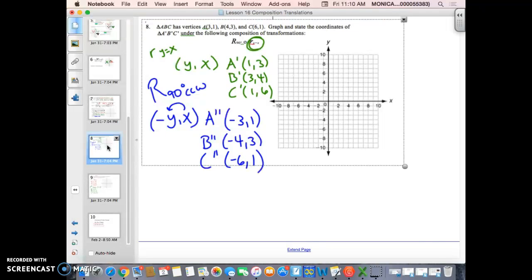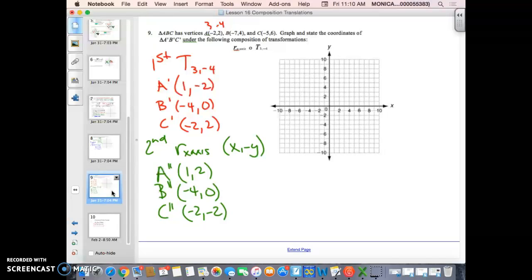Now remember that in the composition function, you do the second thing first. And I wrote the rule right here, y comma x. These are my points. And then I noticed it's the 90 degree. Remember, it's counterclockwise unless otherwise stated. And so these were my new points.